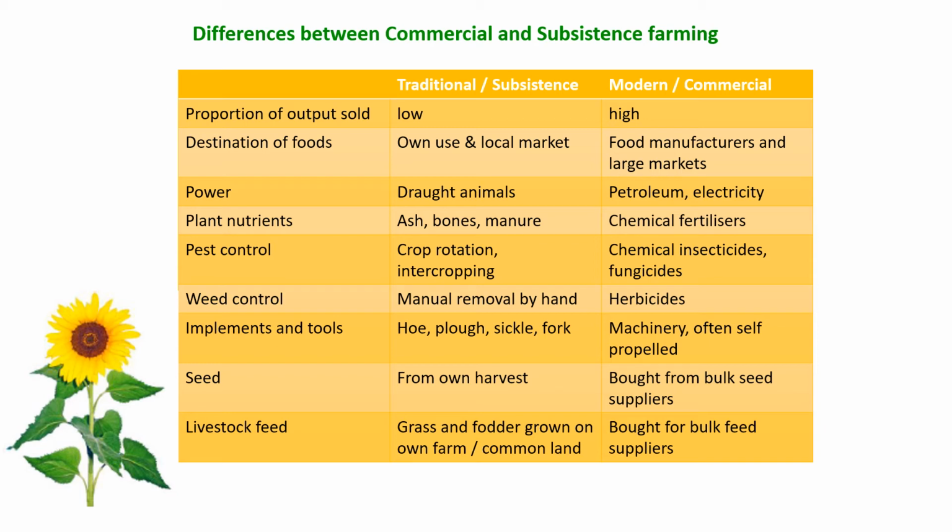Seed, in subsistence farming, they normally keep some seed from the previous year's harvest to plant again for the next year. Whereas commercial farms buy the biggest, best seed from bulk suppliers. Livestock feed, in subsistence farming, is grass or fodder grown on their own farm. Some common land can be opened up for grazing, whereas commercial farms buy bulk feed from suppliers.